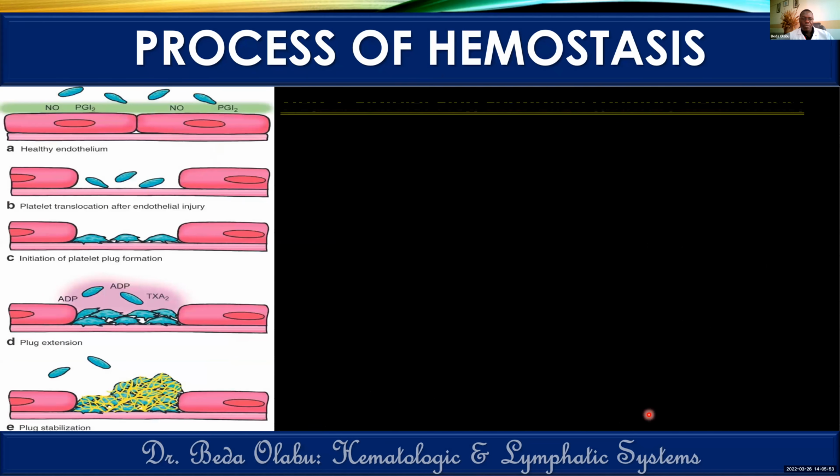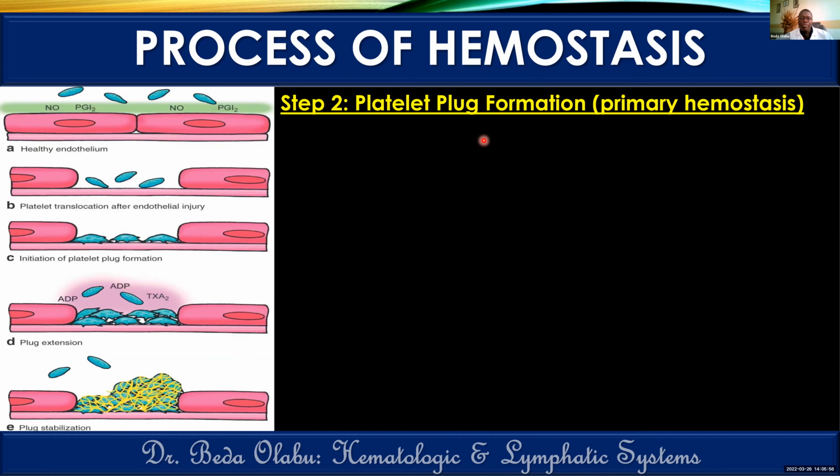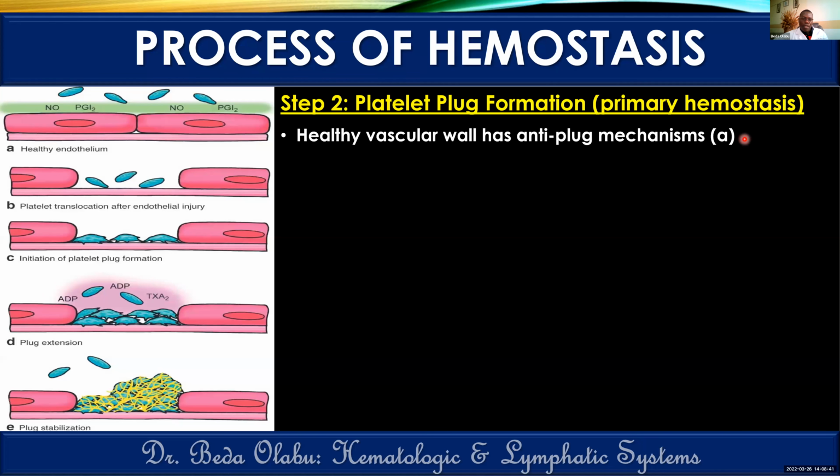Second step will be formation of the platelet plaque. We call this one primary hemostasis. Maybe you need to understand this first. The thing I want you to understand first is this one, that an intact blood vessel, a blood vessel that has not been injured, usually has mechanisms that prevent clotting or mechanisms that prevent platelet aggregation.